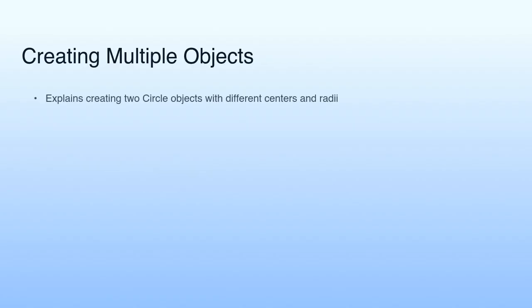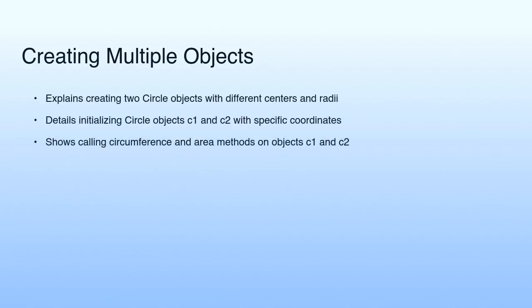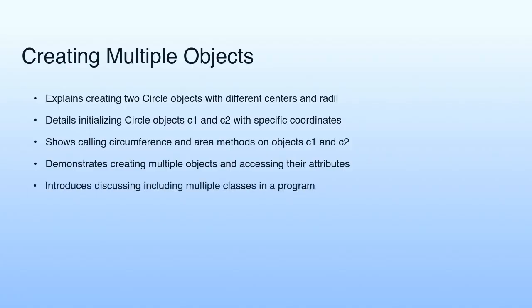Multiple circle objects can be created from the same class definition, each with its own unique set of field values representing different circles with various centers and radii. This demonstrates the power of object creation and encapsulation.